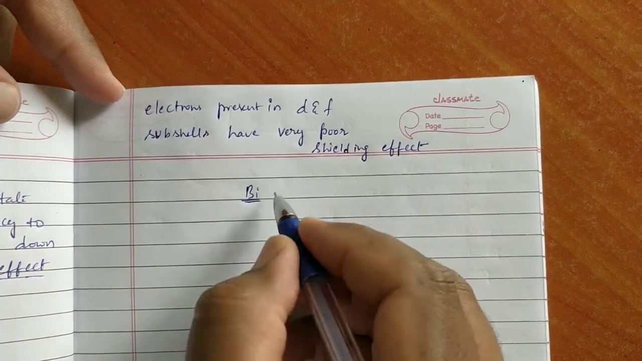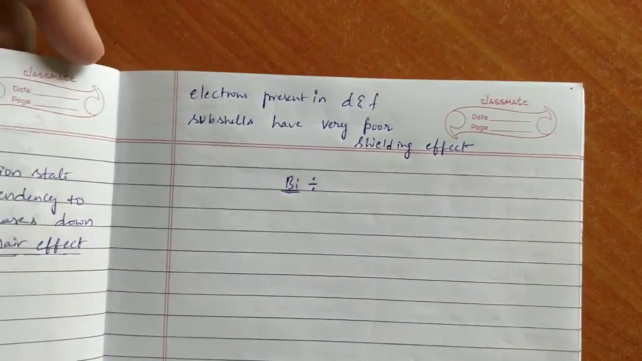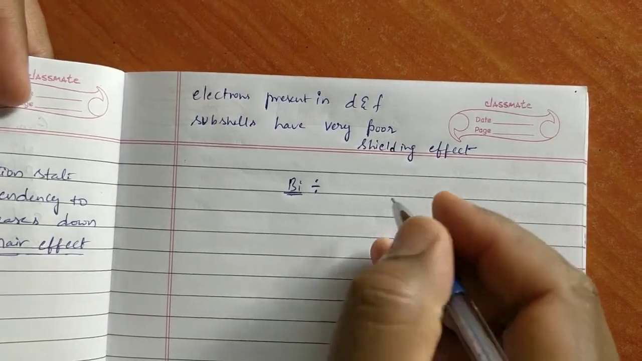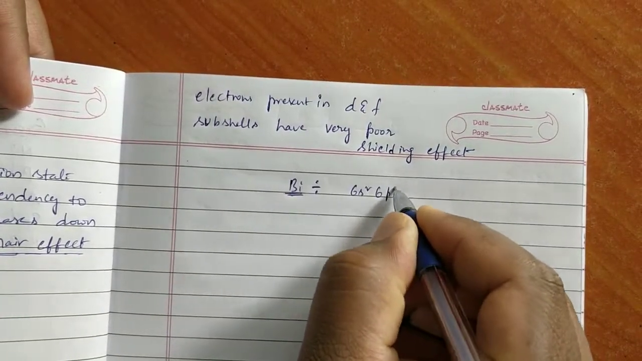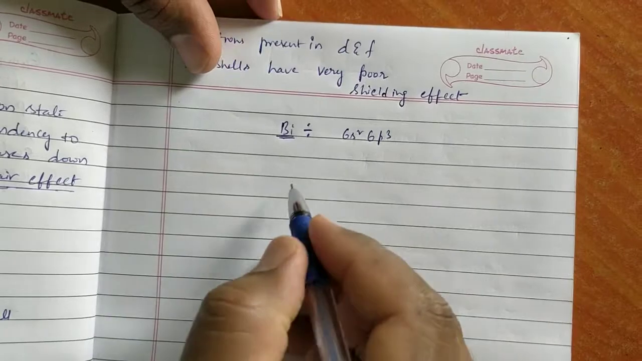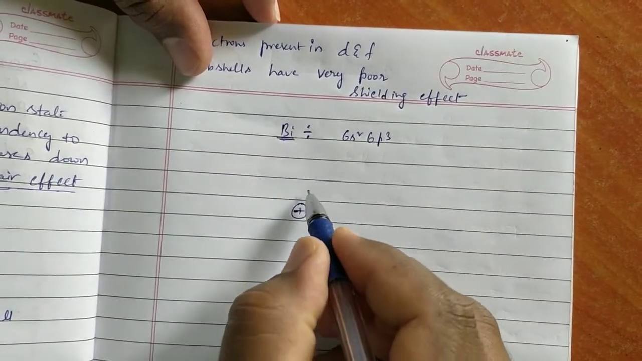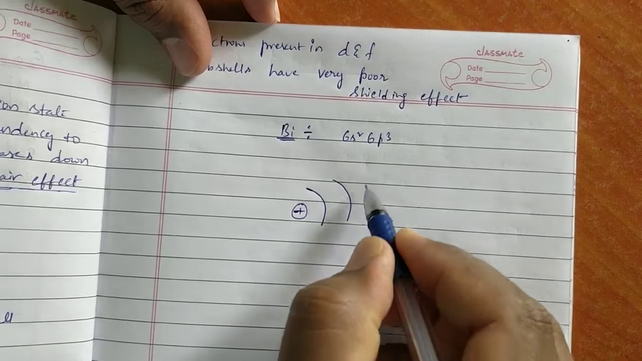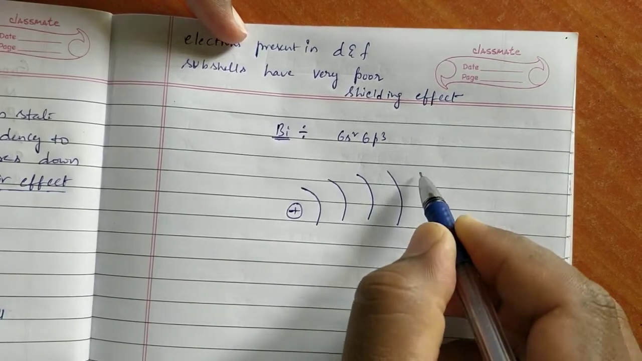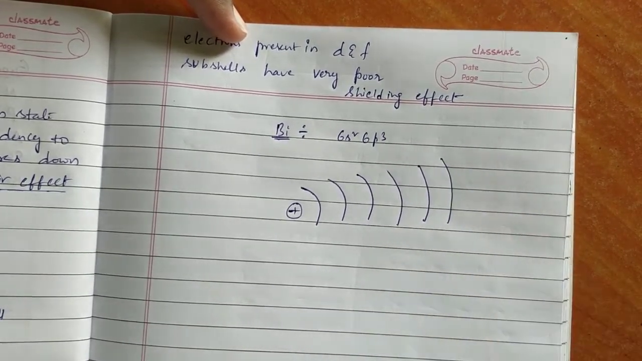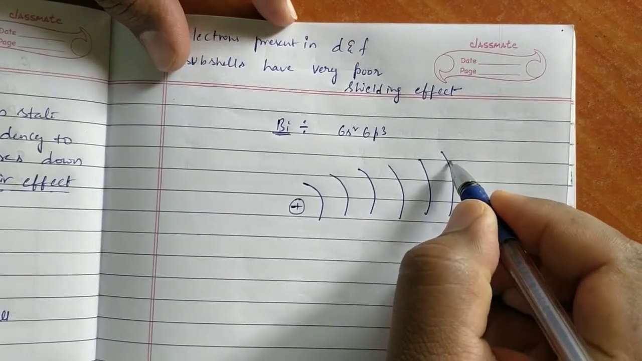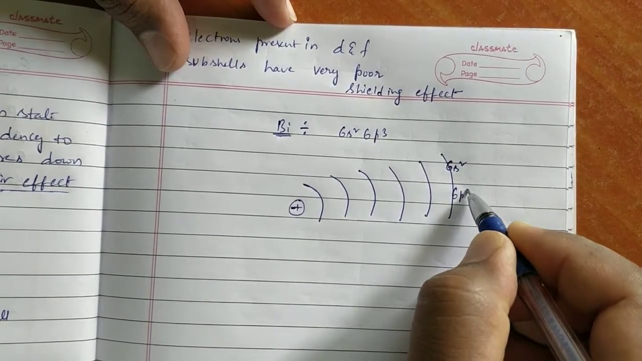Bismuth's outermost electronic configuration is 6s2 6p3. Let us consider this is the nucleus, first shell, second shell, third shell, fourth shell, fifth shell, sixth shell. Is it okay, ma'am? Here we have 6s2 6p3.